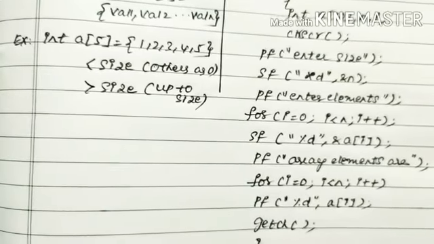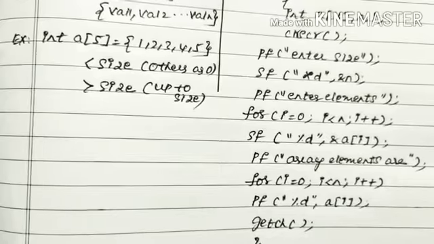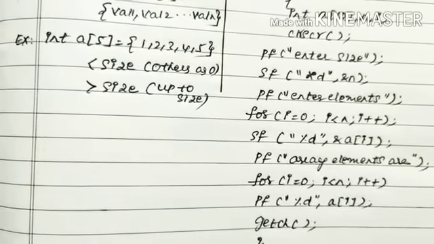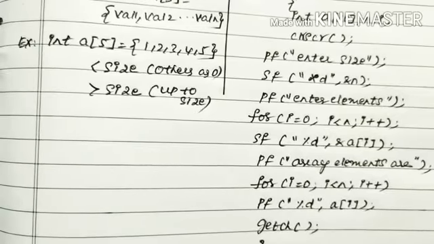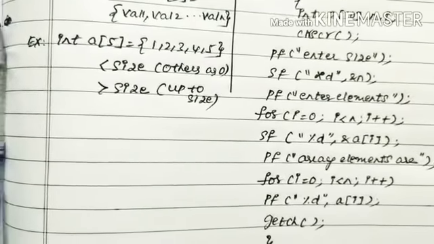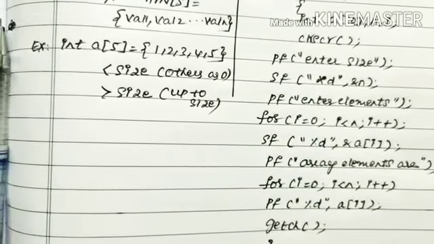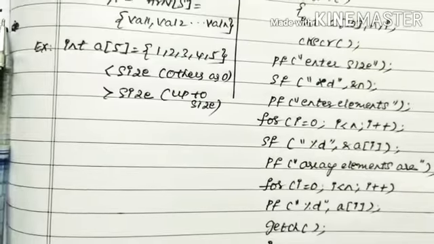In order to read the elements of the array, we have to use a loop. For that, we are going to take a for loop because it is very easy to execute in syntactical format. It starts with index i equals 0; i less than n; i++.